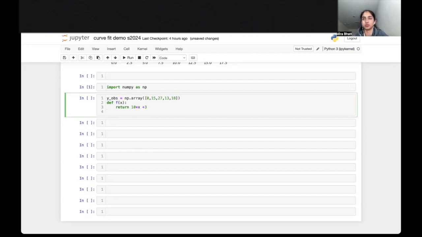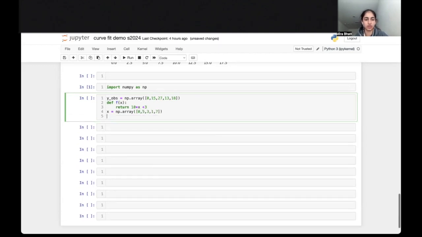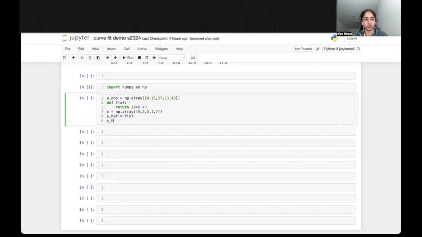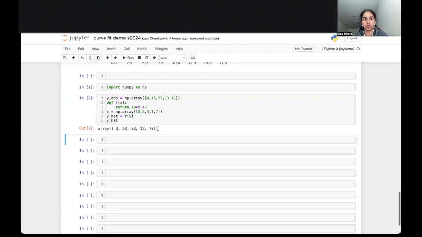So the next step would be to generate predicted y values for each of the x's that were there. So let's define our x's. This is also just from the table. So we had 0, 5, 3, 1, and 7. And then our predicted y values, I'm going to call them y hat, because that's pretty standard notation for predicted y values, where the hat means predicted. And let's just apply our function of x to all of these x values. And then we can take a look at what that looks like. So these are our predicted y values, and then these are our actual y values.